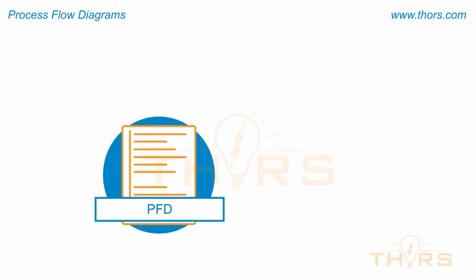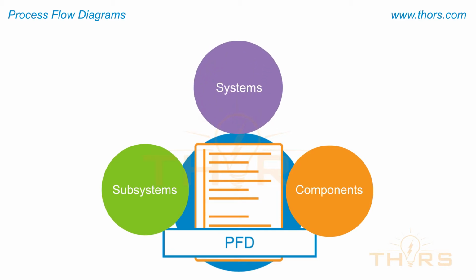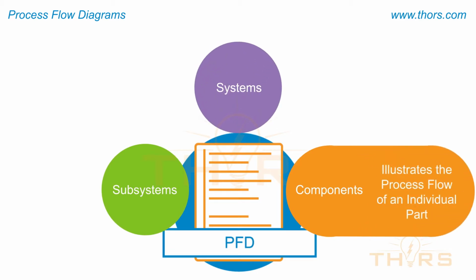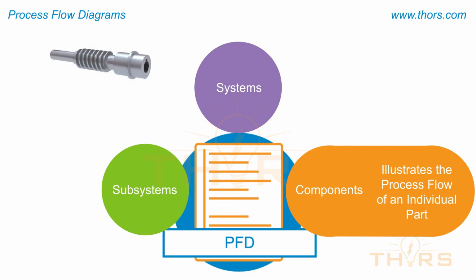A PFD should be created for all the components, subsystems, and systems of a product being manufactured. A PFD of a component illustrates the process flow of an individual part. For example, in the transmission mechanism of a car, the process that illustrates the manufacturing steps of an individual gear can be associated with the component PFD.